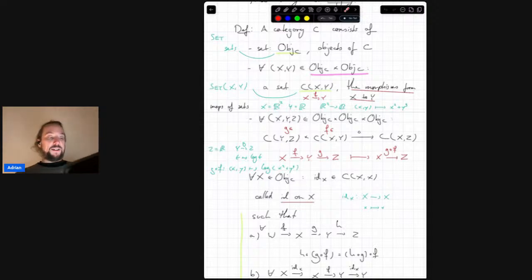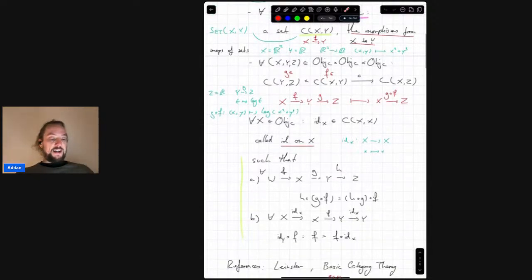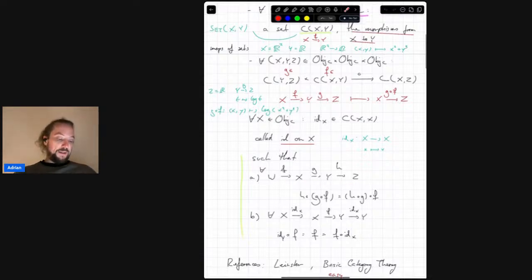And then the last piece of structure was that for every object in C, you have the identity morphism, and the identity morphism does exactly what you think it does. When you pre-compose with or post-compose with the identity morphism, you just get back the morphism you started with. So that's this axiom down here. Now I'm giving them out of order. The first axiom is that if you have a triple of composable morphisms, it doesn't matter in which order you compose them.